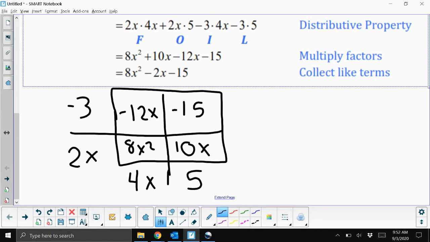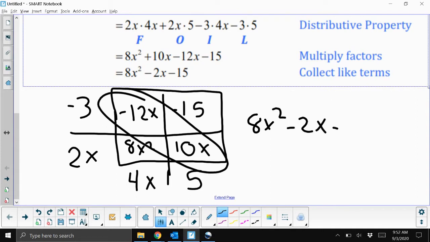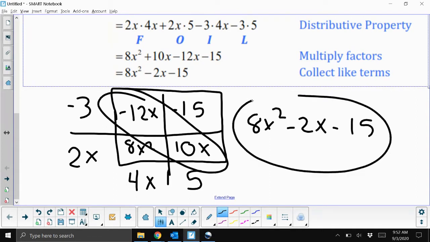So notice we have the exact same values as we did when we used the FOIL method or the distributive property. So our solution is 8x squared. Combine our like terms here and we get negative 2x minus 15. And we are done. Pretty easy. Hopefully you guys feel pretty confident about this.